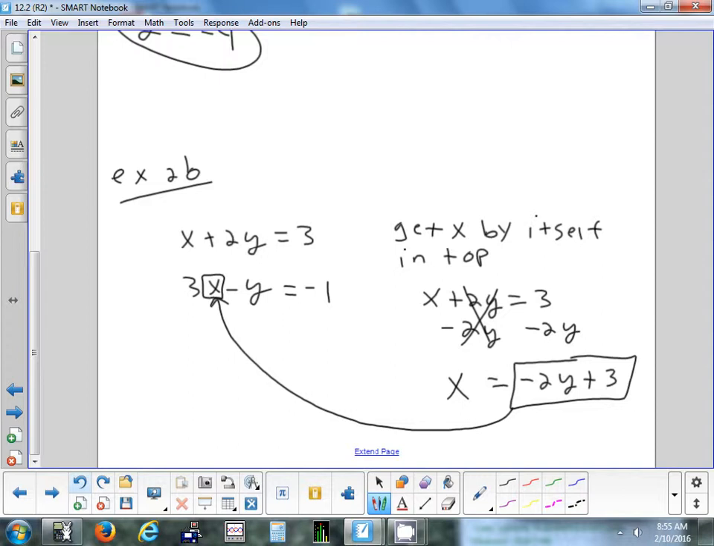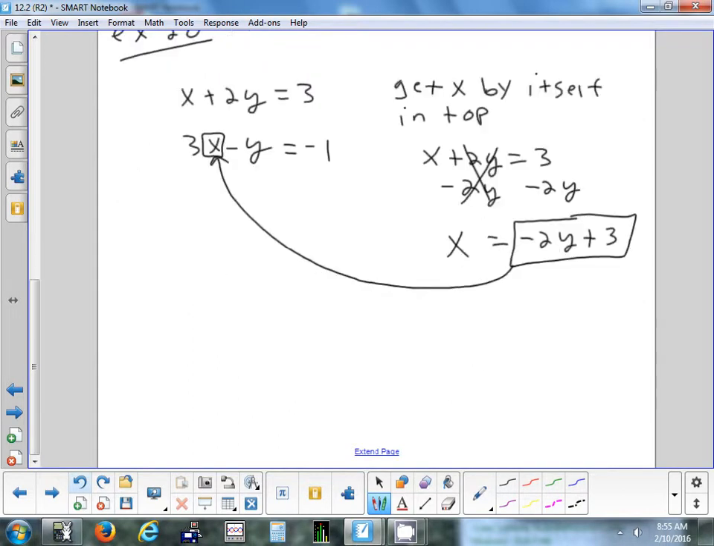Okay, Jalen, can you tell me what that bottom equation will be after I plug in for x? 3 in parentheses, negative 2y plus 3, subtracted by y, equals negative 1. All right. Any questions on what Jalen just did? 3 parentheses, she filled in x, negative 2y plus 3, take away y, equals negative 1.